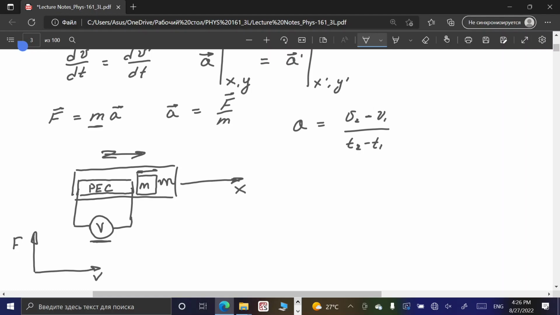If you have three devices like this aligned with right angles to each other, you can measure acceleration with high accuracy in all three dimensions. So quite useful device.